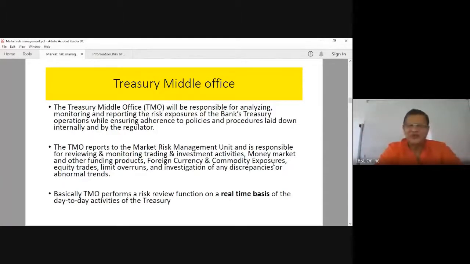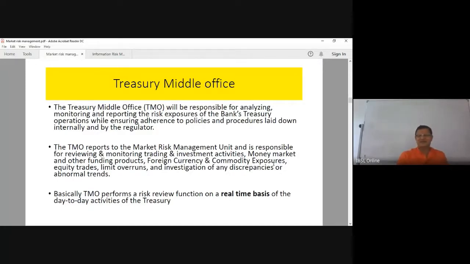So TMO reports to the Market Risk Management Unit. TMO is Treasury Middle Office. It is coming under Risk Management, and Risk Management has a sub-unit called Market Risk Management Unit. So Treasury Middle Office reports to the Market Risk Management Unit and is responsible for reviewing and monitoring trading and investment activities, money market and other funding products, foreign currency and commodity exposures, equity trades, limit overruns, and investigation of any discrepancies or abnormal trends.